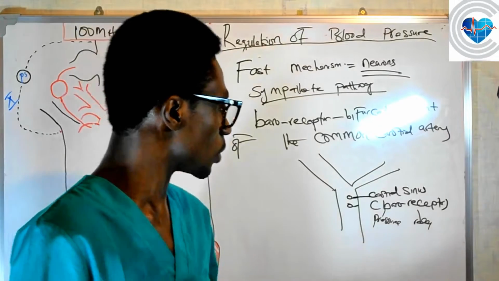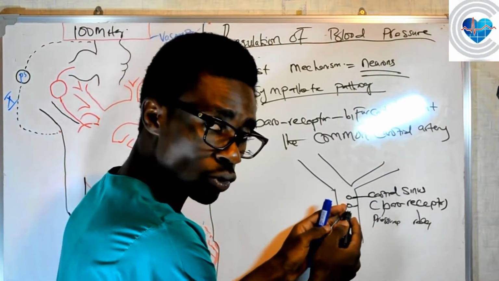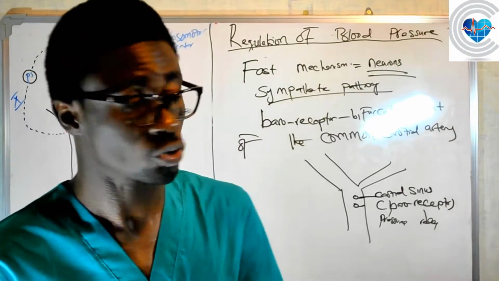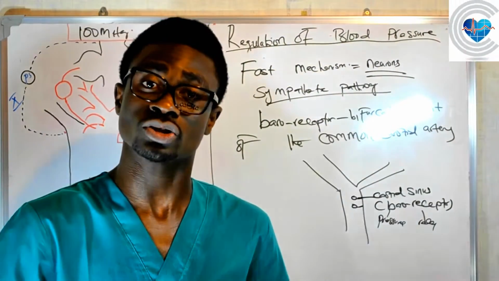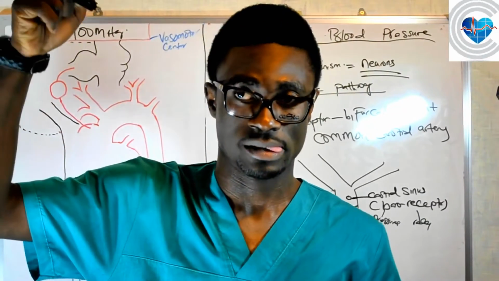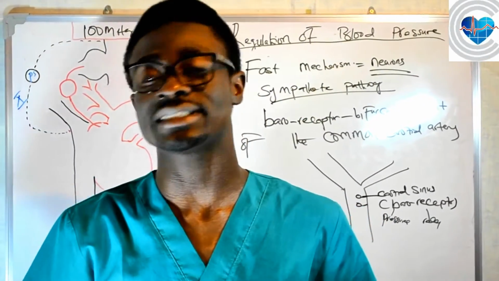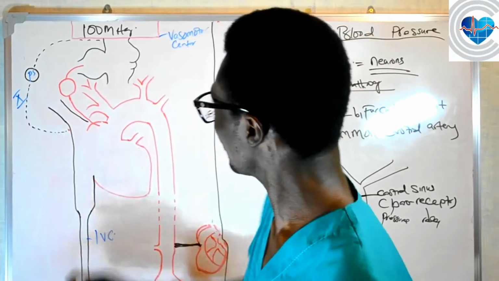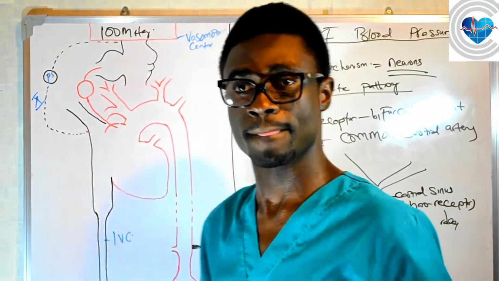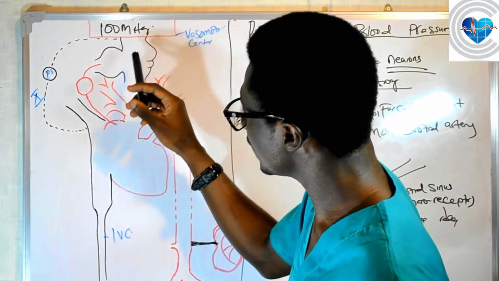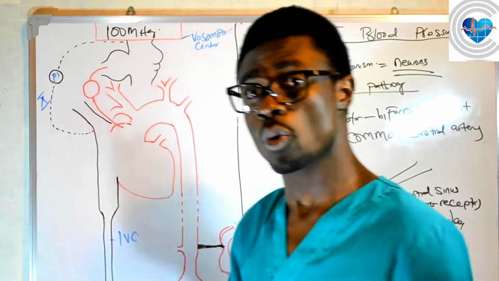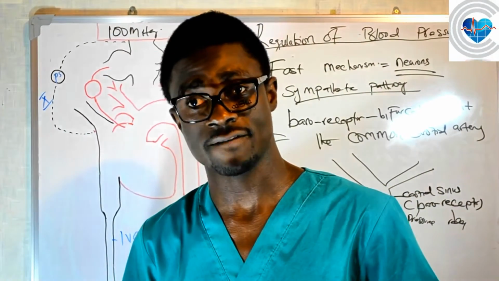So what happens is that these guys over here are going to sense this drop in blood pressure. And when they sense it, they send the information to the vasomotor center, which is located in the brainstem. They send the information to the vasomotor center through what we call the glossopharyngeal nerve.